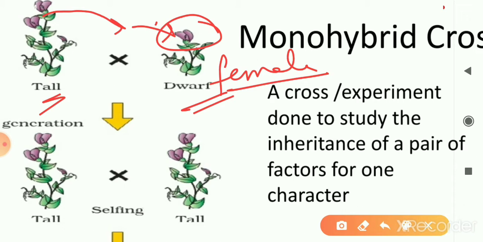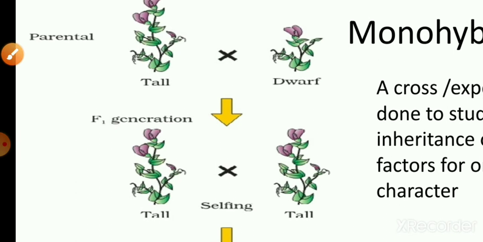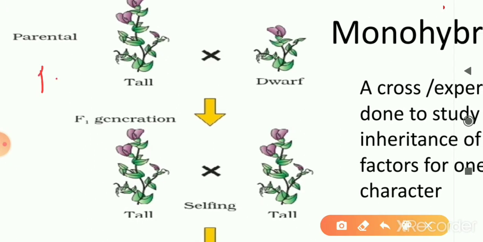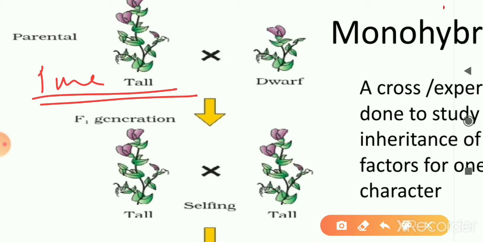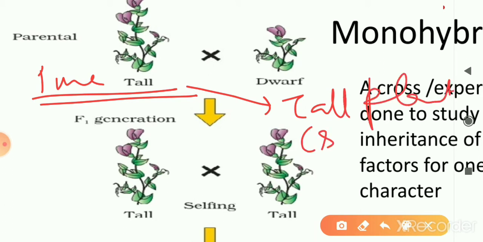So this is what he did. So he crossed, and he had taken pure plants. The plants were pure tall and pure dwarf. Now what is a pure tall plant or pure tall breeding plant? It is one which will produce tall plants generation after generation whenever it is left for self-pollination and self-breeding.